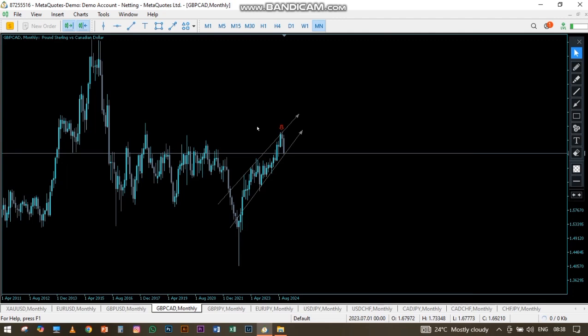When the monthly is going bearish, that means there is that first candle on the weekly time frame that closed bearish, and then there is also that first candle on the daily time frame that also closed bearish. And after the daily time frame, we go to the H4 time frame. That is where our entries are going to be situated.